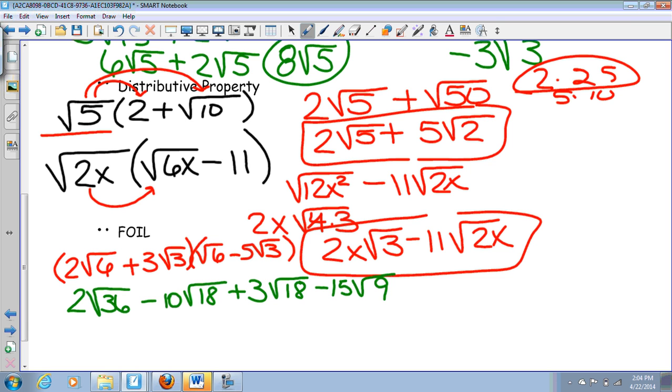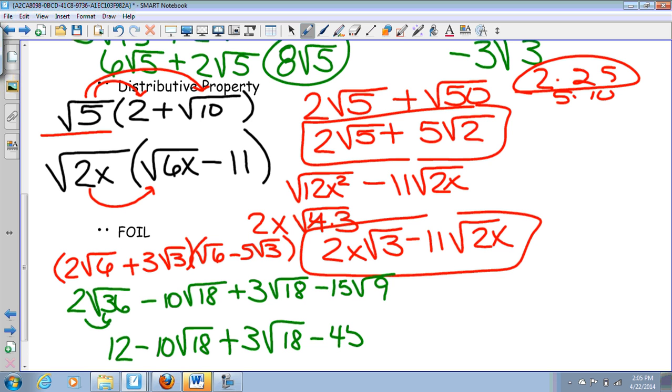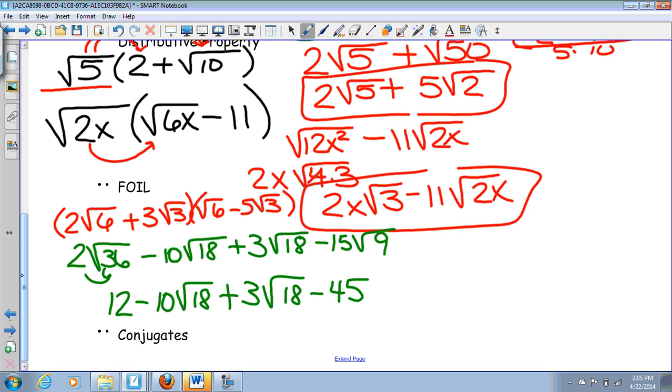Okay. Now, let's go through and simplify our perfect squares. Square root of 36 is 6. 2 times 6 is 12. That simplifies to 12, minus 10 times the square root of 18 plus 3 times the square root of 18 minus 15. Square root of 9 is 3. 15 times 3 is 45. Okay? All right, now we've simplified that.